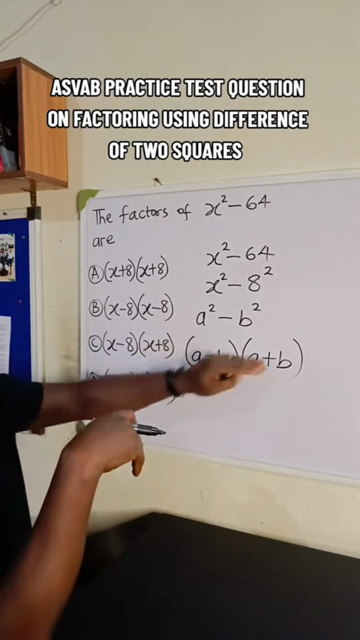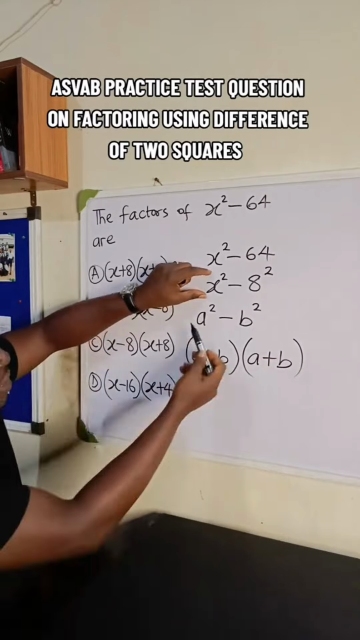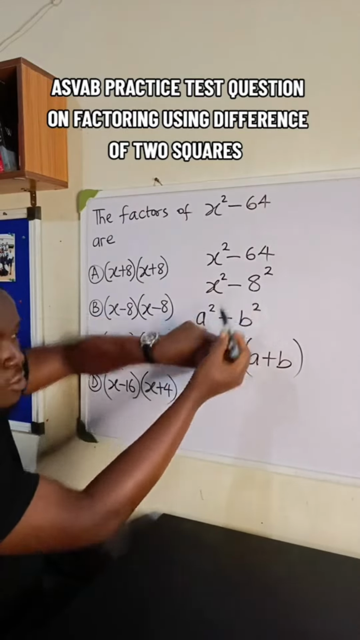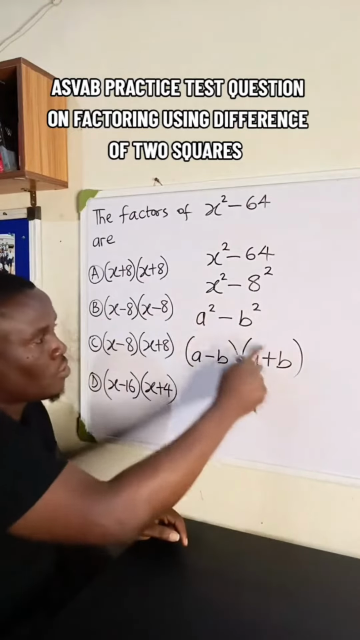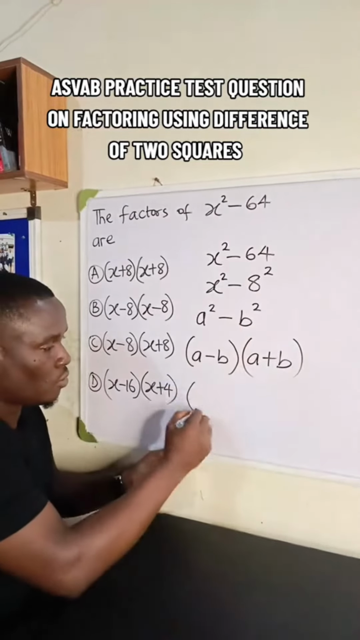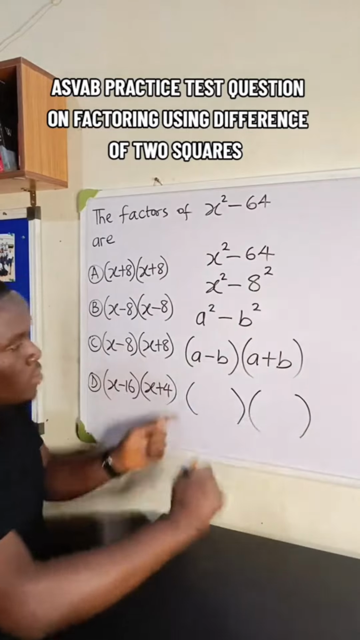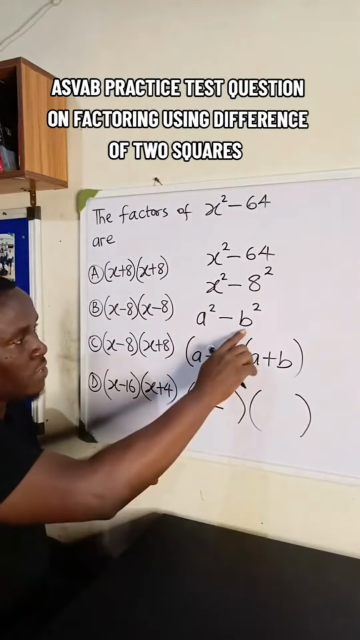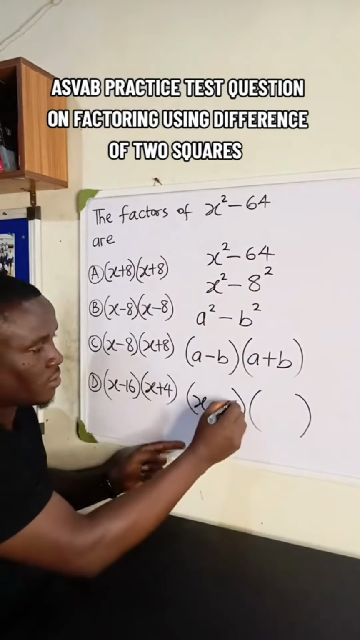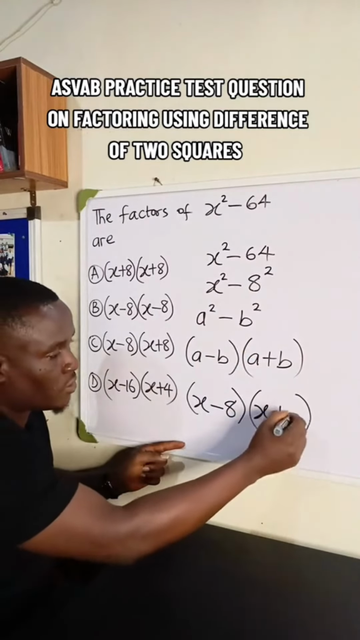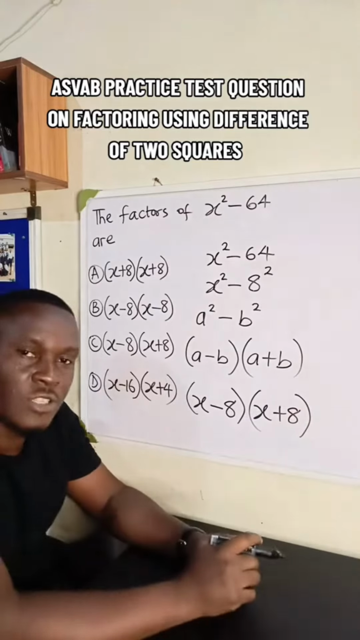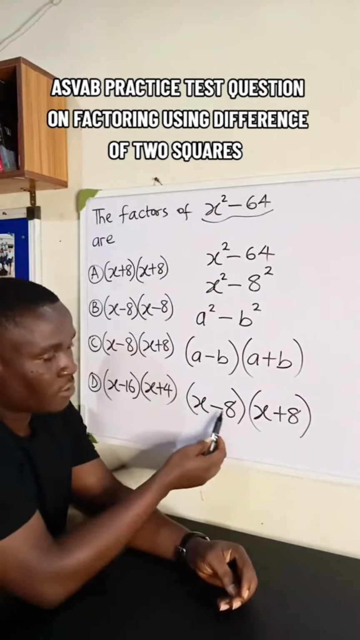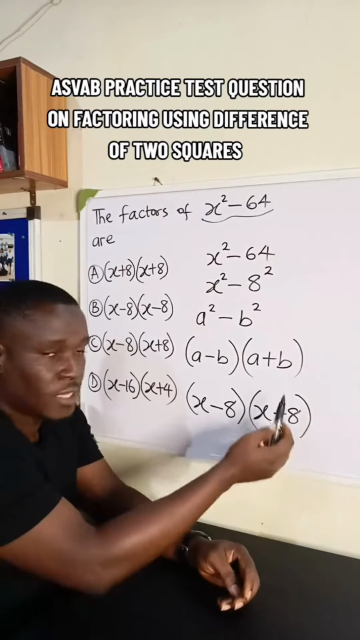So compare this to this. a here is represented by x, b is represented by 8. So just as we converted this to this, we're going to convert this to this. In place of a, we're going to have x, so x minus, in place of b, we're going to have 8, so minus 8. And then x plus 8. This gives us our answer. So the factors of this are (x minus 8)(x plus 8).